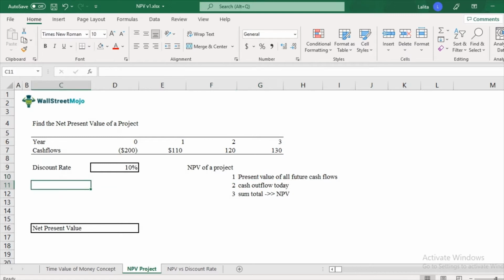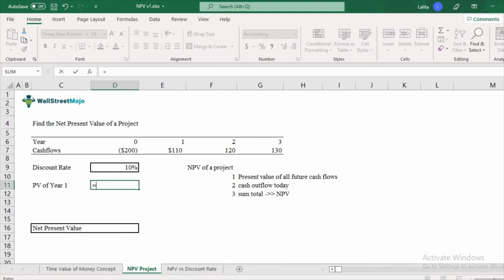Okay, net present value, or the present value of all future cash flows. So present value of year one cash flows. Okay, PV is nothing but present value. How do we find that? You remember that from the time value of money concept that we learned, this will be equal to 110 divided by 1 plus 10%, right? This is the present value of this year one cash flow.